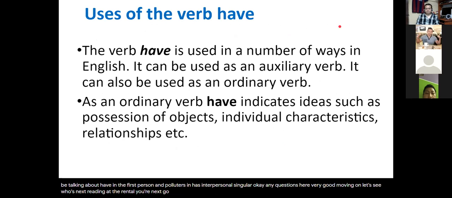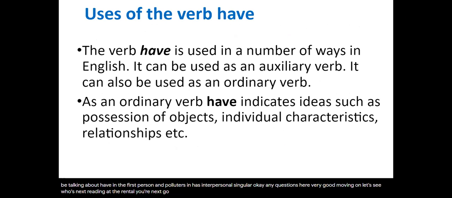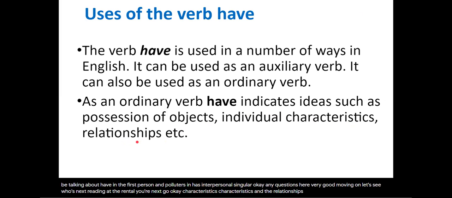Uses of the verb have. The verb have is used in a number of ways in English. It can be used as an auxiliary verb. It can also be used as an ordinary verb. As an ordinary verb, have indicates ideas such as possession of objects, individuals, characteristics, relationships, etc. Okay, good.